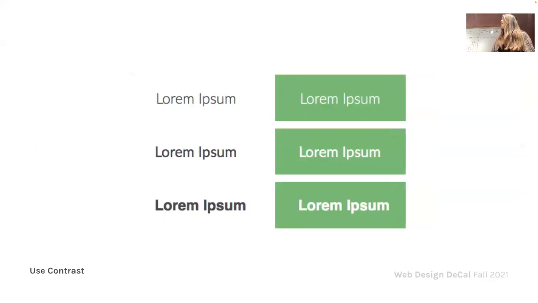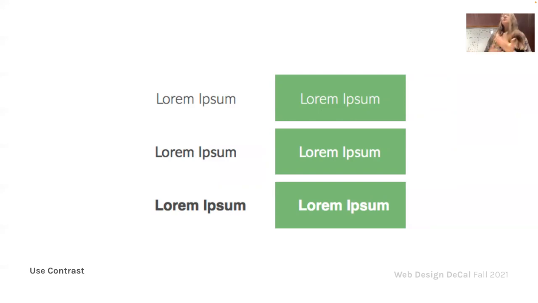Another thing is to use contrast. So this is kind of like a question of when you use black text versus when you use white text. This is another lesson in accessibility, I guess, where if someone is colorblind in a certain way, they need higher contrast to be able to read things. So something like a lighter green on white text, someone might not be able to read that, versus someone who is not colorblind.